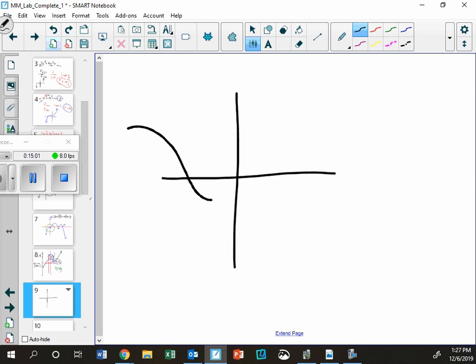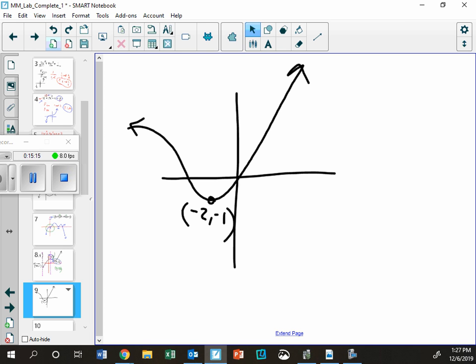Let's say that your function did this, and it went down to a low spot here of -2 comma -1. And my question is, list the increasing and decreasing intervals. Label the increase with INC, label the decrease with DEC. Make your increasing and decreasing intervals for this one.